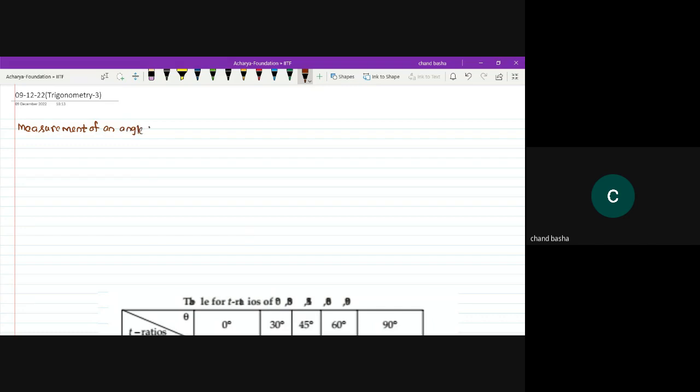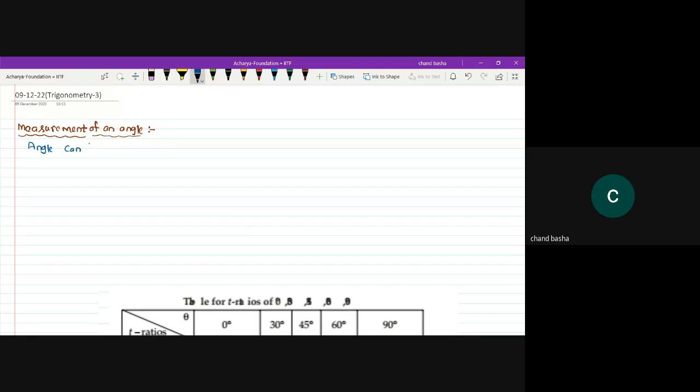There are a few methods for measuring an angle. Out of which the most frequently used method is the degree system, and another one is the radian system. The third one is also there. We can call it the gradient system. That is not useful for us. The angle can be measured in three ways or three methods, but the most frequently used method is the degree system.